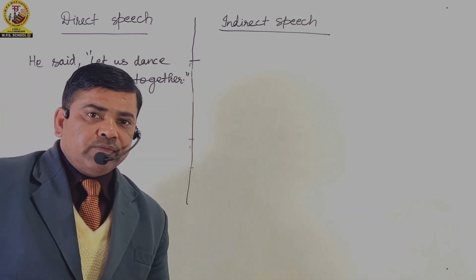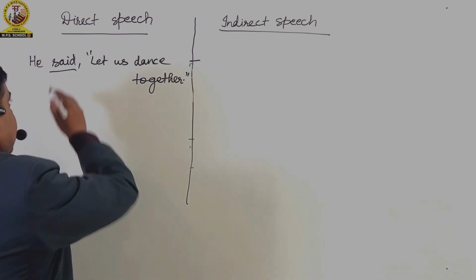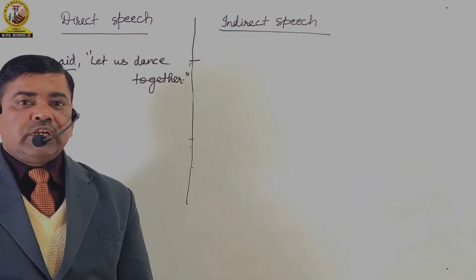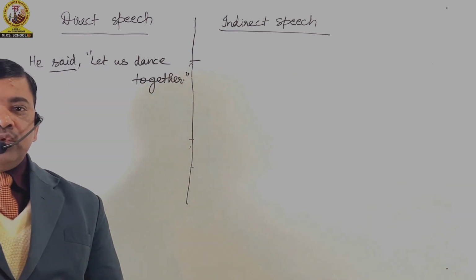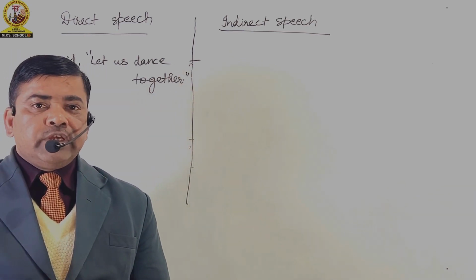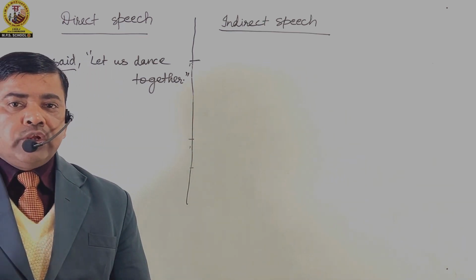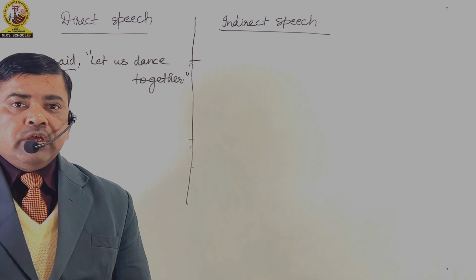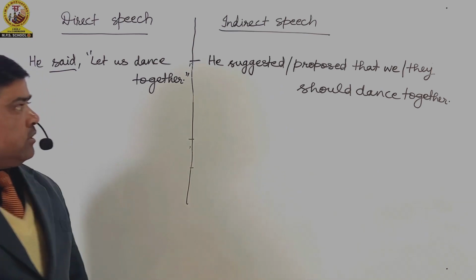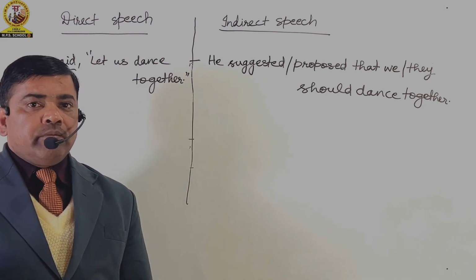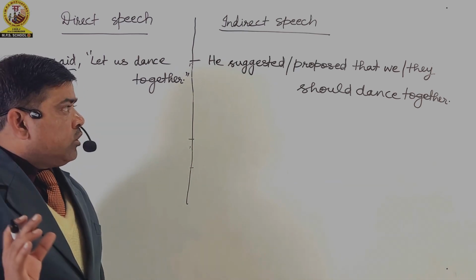In this type of sentence, we have to be careful because said is changed into suggested or proposed. And if the reporter wants to include himself or herself, we use we. And if the reporter does not want to include himself or herself, we use they. And the indirect speech of the given sentence will be: he suggested or proposed that we or they should dance together.